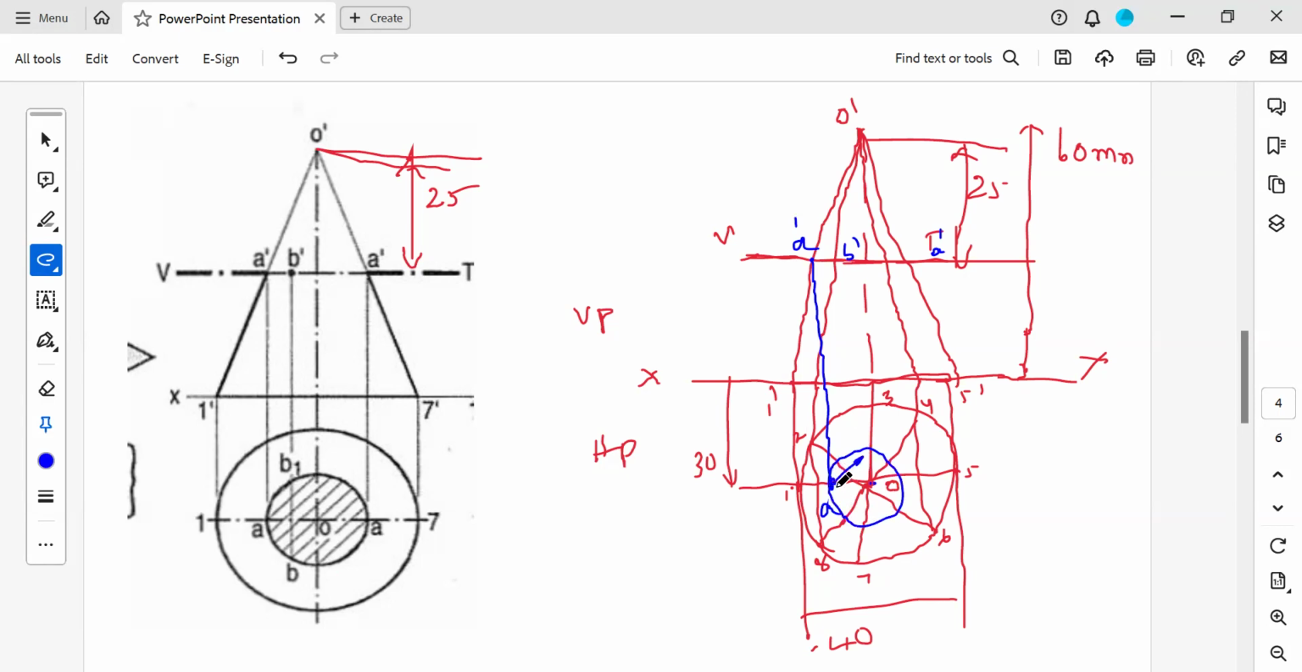This is called the sectional top view, and this is the sectional front view. Like this, we are drawing the projections of the given solid which is cut by a sectional plane. This is called the sectional front view, and this is the sectional top view. This is called the top view, and this is called the front view.